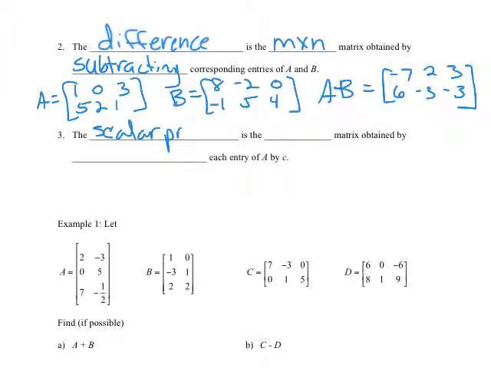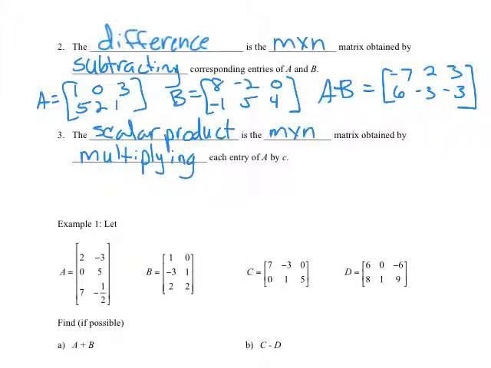And we need to call it the scalar product because pretty soon we're going to learn something called matrix multiplication, which is different. The scalar product is the m by n matrix obtained by multiplying every entry by some number. We call that a scalar. This is like a dilation. When you think of dilating a point, you multiply the abscissa and the ordinate by that number.